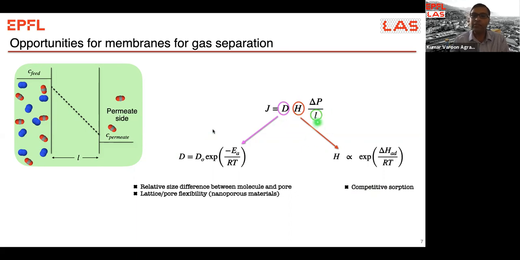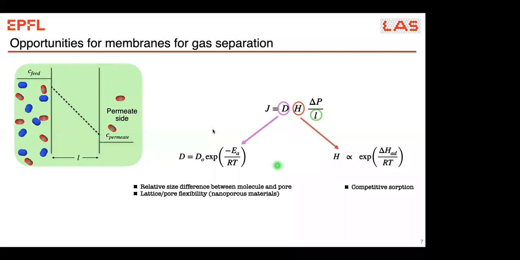And finally, the length, right? So this is why the title of the talk is two-dimensional materials, because if you reduce the thickness of the selective layer strictly to the limit of two dimensions, there you have the best case for the highest flux.